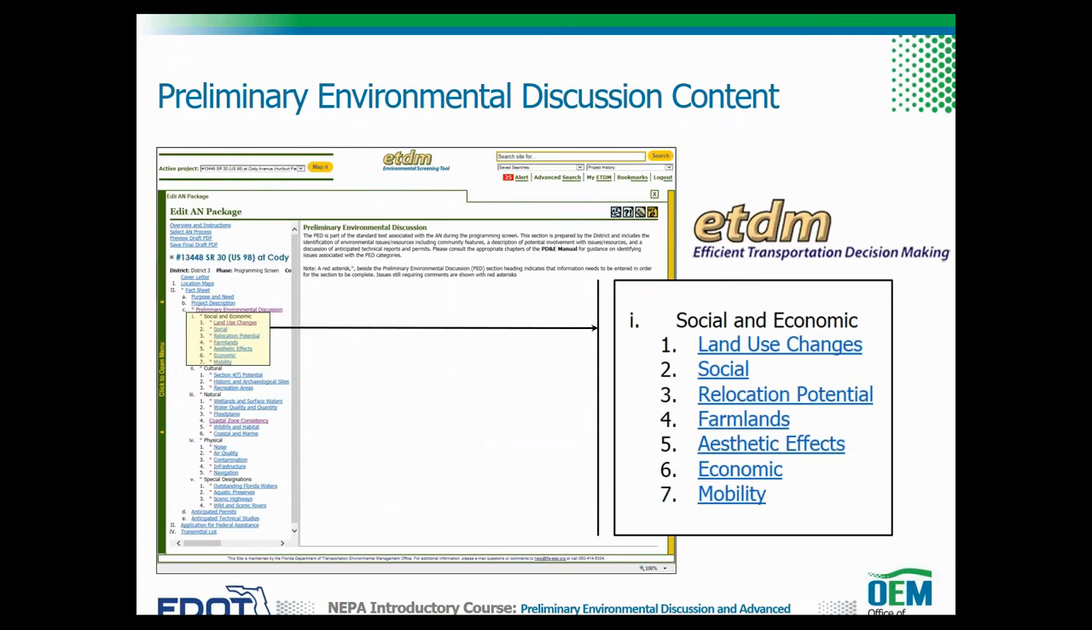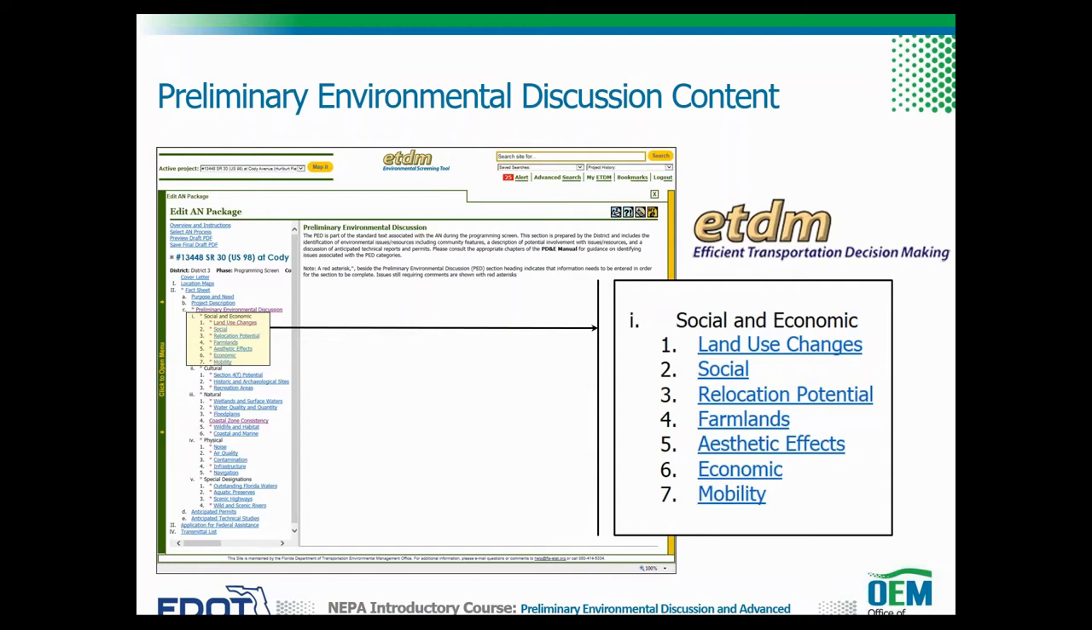The PED conveys the district's initial understanding of the natural, physical, cultural, and community issues or resources in a project study area. Chapters in Part 2 of the PD&E manual can assist with preparation of these sections. Most of these issues and/or resources have a corresponding PD&E manual chapter. The following screenshots are from the ETDM EST and show each issue and resource area that is discussed in the PED. The first screenshot shows the Social and Economic tab, which includes the following individual topic areas.